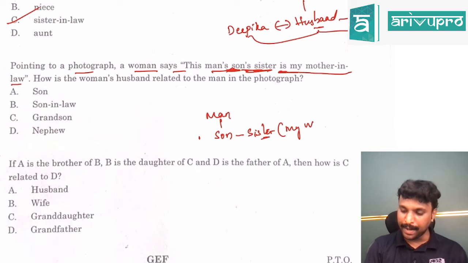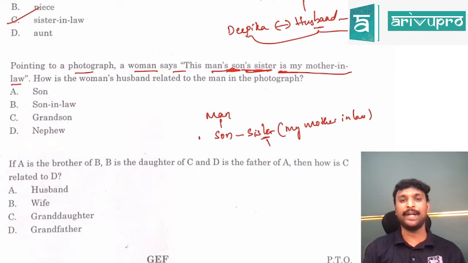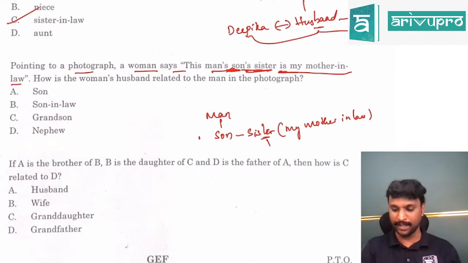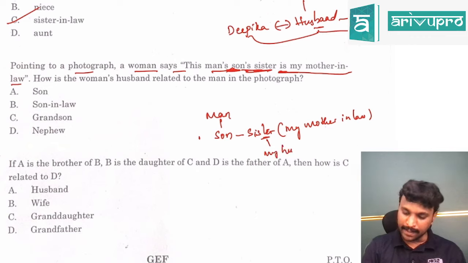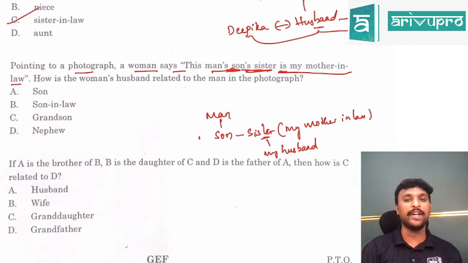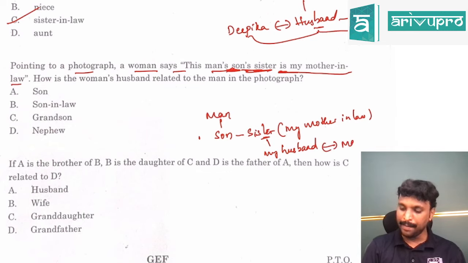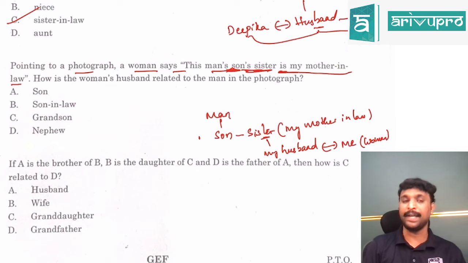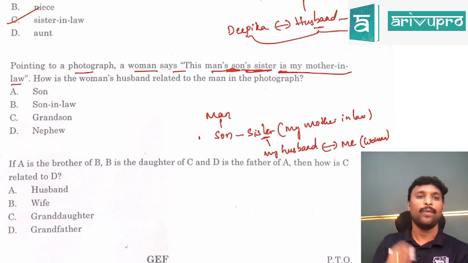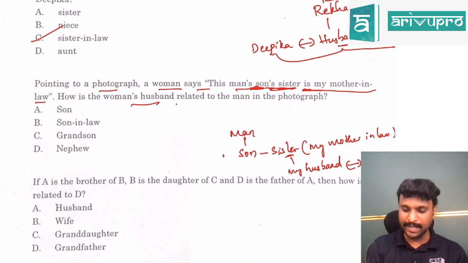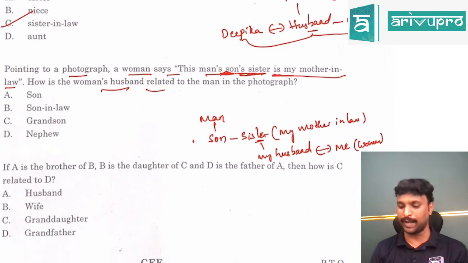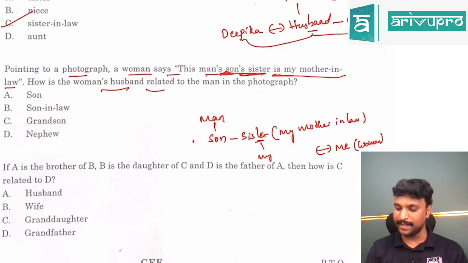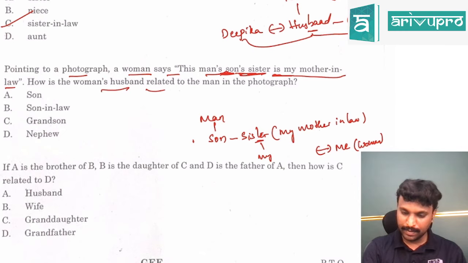She is my mother-in-law. If she has to be my mother-in-law, she should definitely be my husband's mother. So my husband is here. If my husband is here, where should I be? Next to my husband with a double-headed arrow, here should be me. Who is me in the question? A woman. Correct? The woman is me, the speaker. Alright. Now, what is it? How is the woman's husband related to the man in the photograph? Guys, the woman's husband is here. Right?